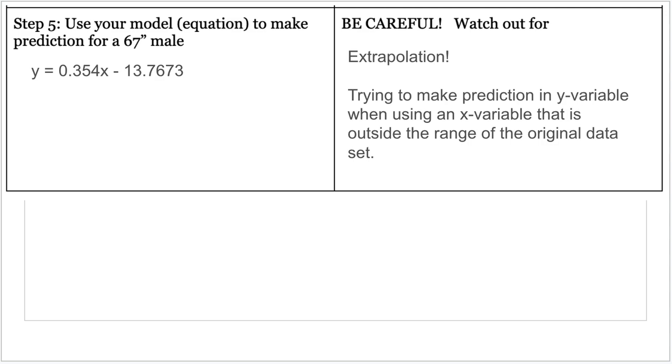So if I had somebody at 56 inches tall, I wouldn't necessarily want to use this equation to make a prediction on somebody that was 56 inches tall, because my data really just starts at 60 and goes up to 78. So I don't have a real good idea of what it looks like before or after these values. So I could use it, but I do need to be aware it may not be getting me the best prediction, because I'm risking extrapolating my data.